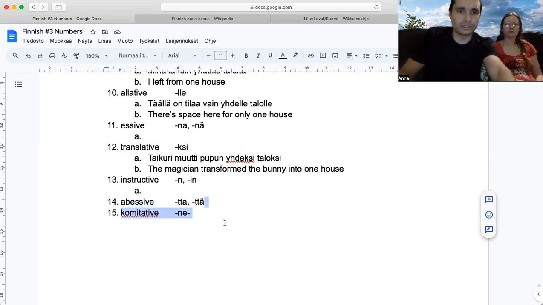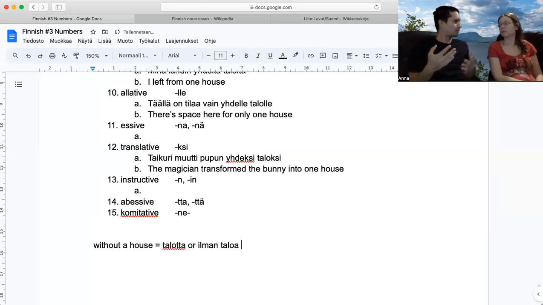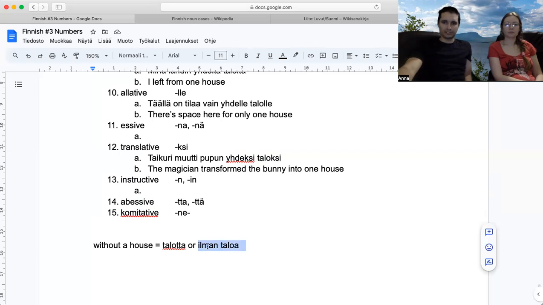So without a house, it's talotta or ilman taloa. And ilman requires the partitive. After ilman, we always use partitive. So I would always say it like this. I would never say autotta, without a car. Ilman autoa. The abusive case is much shorter, but for some reason we don't use it. Usually it's the other way around: if something's shorter, you use it.